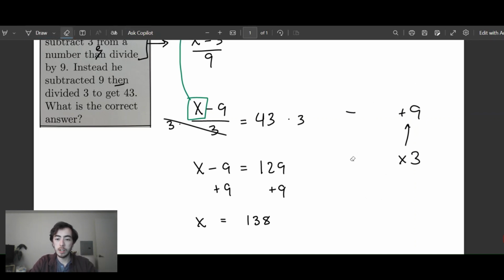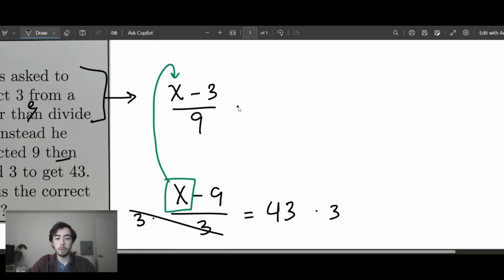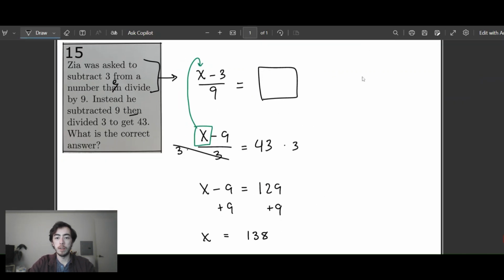So x is 138, and I think all we got to do is just plug that 138 back into here, and we'll get our answer. I guess maybe we'll do it off to this right side here. Well, 138 minus 3 divided by 9 should give us our answer. I'll do the minus 3 first. That's going to be 135 over 9.